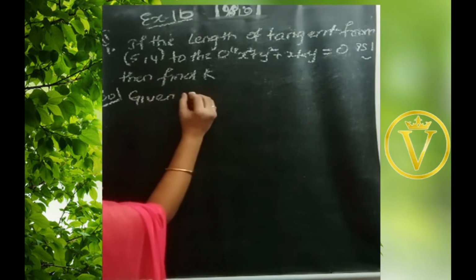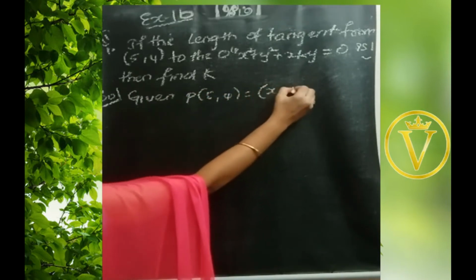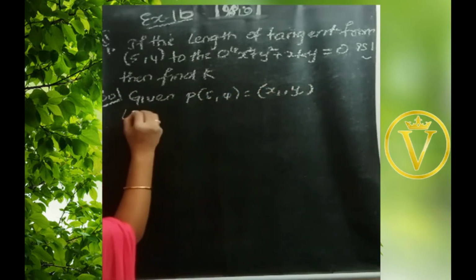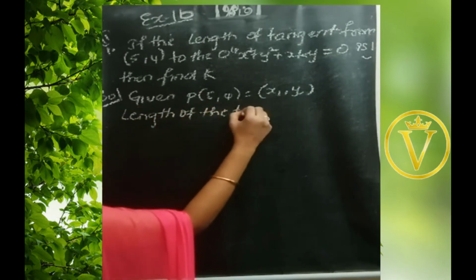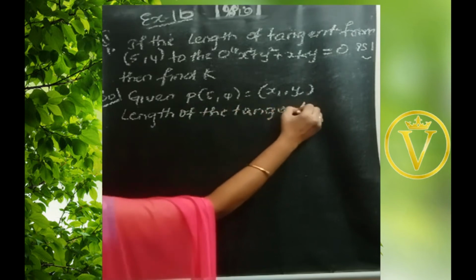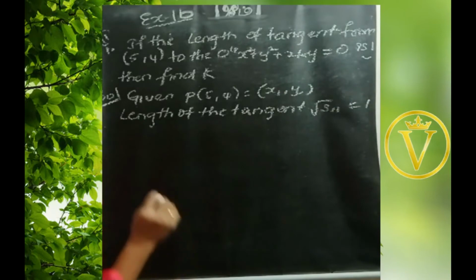Given: the point 5 comma 4 is nothing but x1 comma y1. Here the length of the tangent, that means root S11, is 1. They have given root S11.